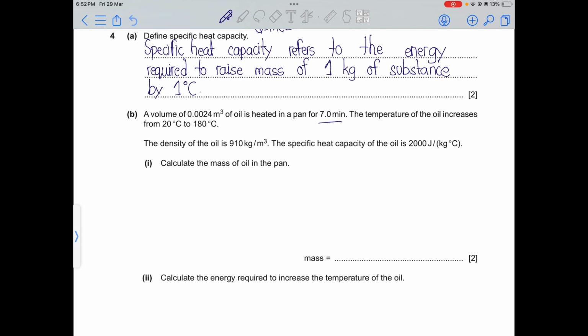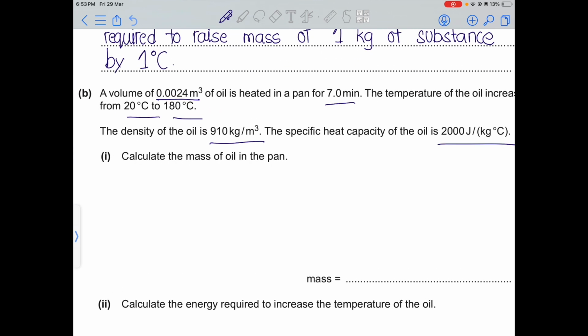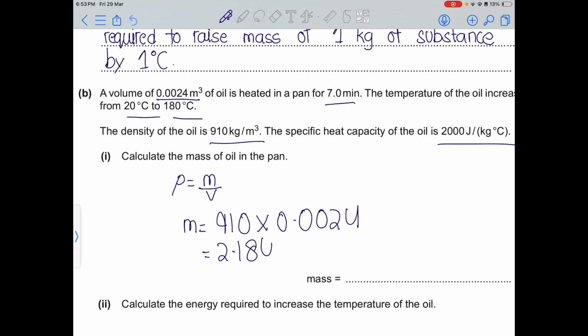Alright, so it says that a volume of 0.0024 meter cube of oil is heated in the pan for 7 minutes. The temperature of the oil increases to 180. The density is given, the specific heat capacity is also given. Calculate the mass. Now, since density, which stands for rho, is mass divided by volume, so mass would be your density 910 into your volume, which is 0.0024. 910 into 0.0024 is basically 2.184, which is 2.2 kg.